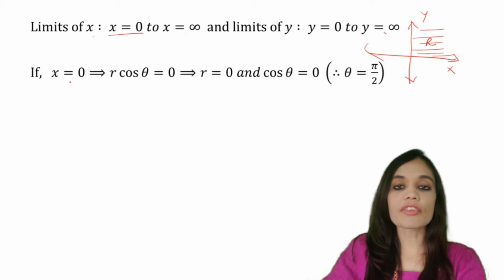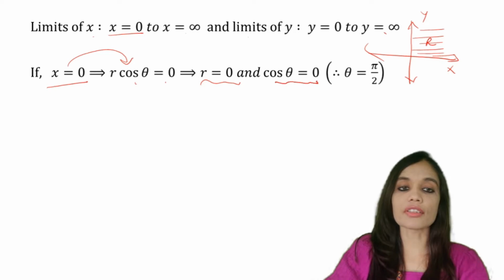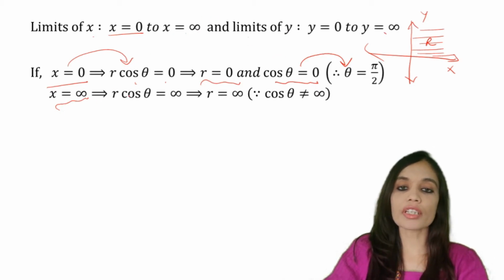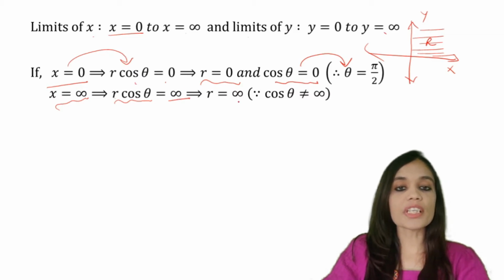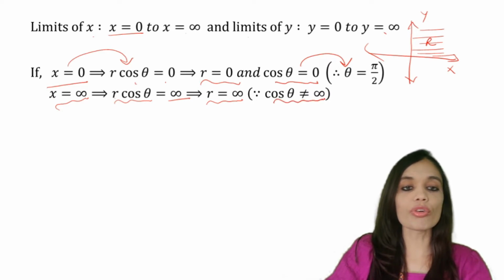Firstly we are given x is equal to 0. Therefore, we can write r cos theta is equal to 0. So, from this we can say that r is equal to 0 and cos theta is equal to 0, right? Therefore, our theta will be equal to what? Pi by 2. Next, we are given x is equal to infinity. Therefore, r cos theta is equal to infinity. So, from this we can say that r is equal to infinity because cos theta is never equal to infinity, right?